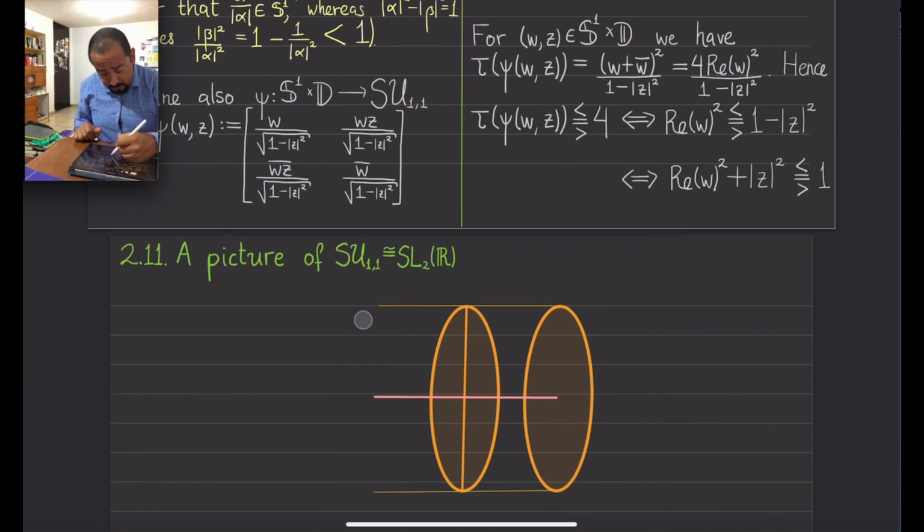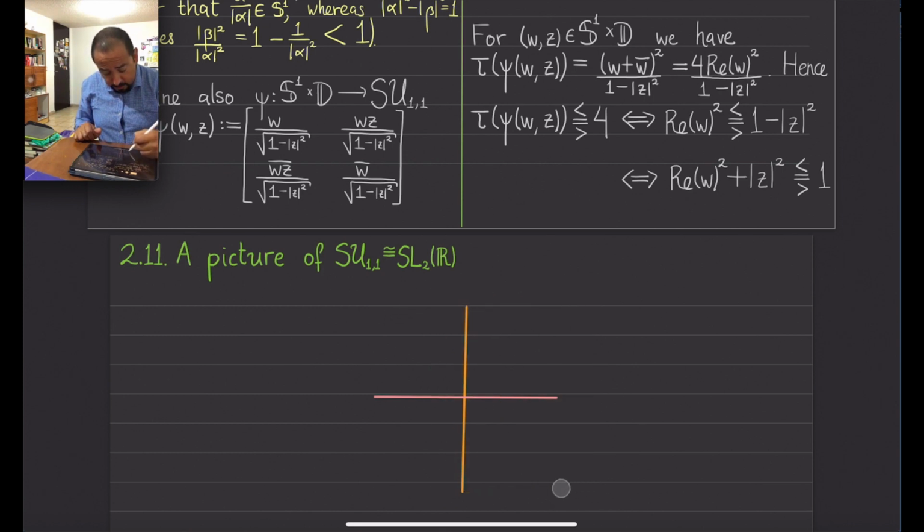So let's see. Let me draw, let's say, here the x-axis, where I draw the real part of W, and some other axis where I draw the norm of Z. Right? So in this plane of real part of W and norm of Z, this equality does define a circle, right? The unit circle.